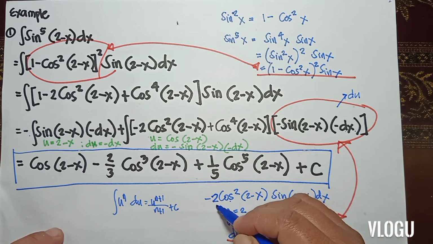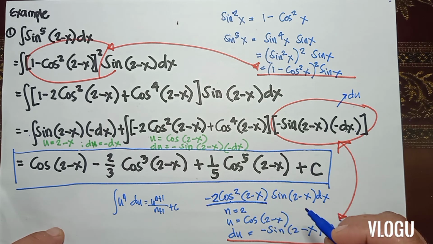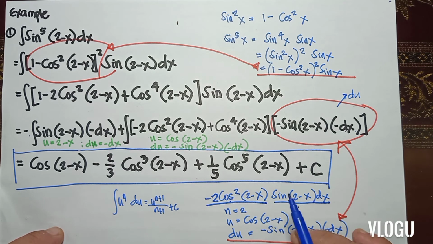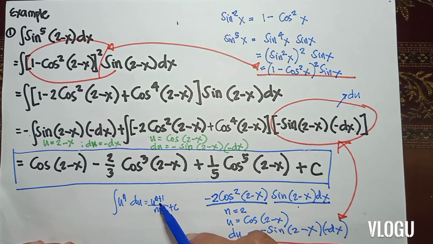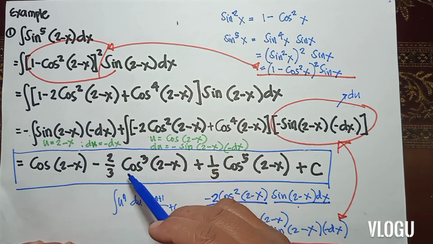This one is your u to the n, and this one is our du. So you now have a complete u to the n, then du. You proceed to u to the n plus 1 over n plus 1. That's the reason you will have 2 cosine to the 2 plus 1, that is 3.